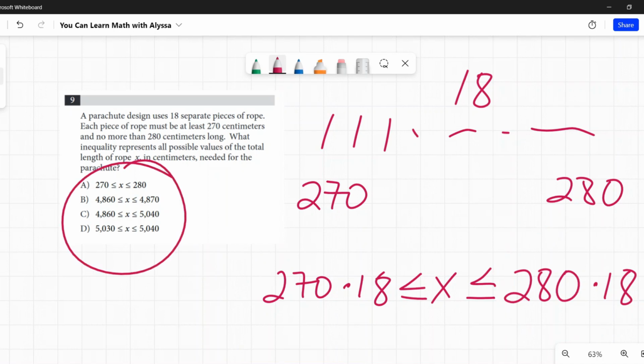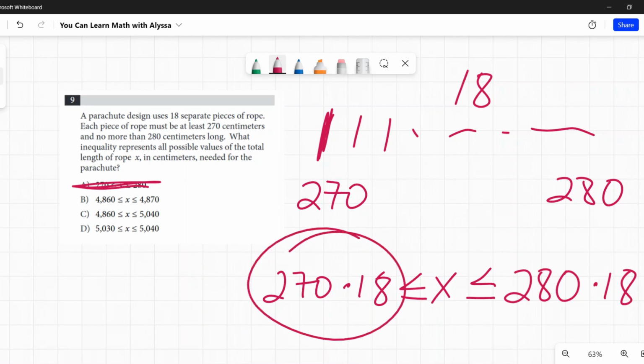Well, look at my answers. First, it says in between 270 and 280. Well, I know that's not right. That's the length of one piece of rope, not 18 pieces of rope. That one's out. And the reason I'm doing this elimination is because we don't have a calculator, and I don't really want to multiply 270 times 18 and 280 times 18 by hand. So let's look at these and see if we can find a quicker way than doing that math by hand, since we only have about a minute and 20 seconds, I think, for each problem on this test.